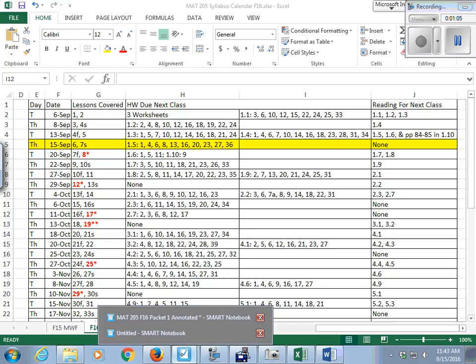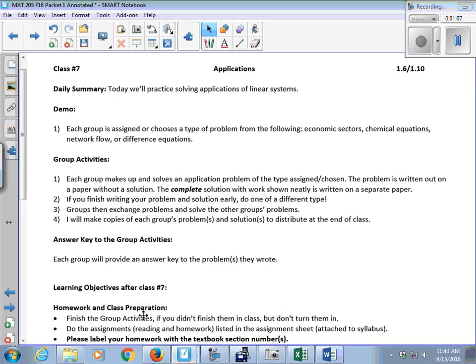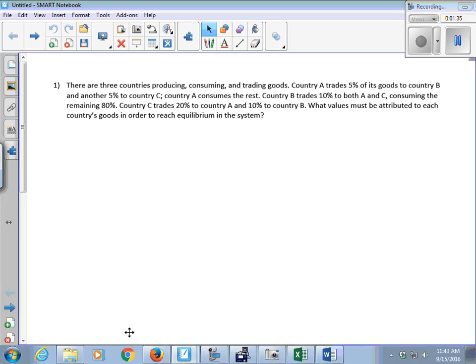All right, so 1.6 is applications of linear systems. So this is what we're going to talk about today. What you read about in your book gave 4 applications: economic sectors, chemical equations, network flow, and difference equations. So we might come back and do this little activity that I designed Tuesday, but for now I'm just going to do a brief demo of each of the kinds of questions.